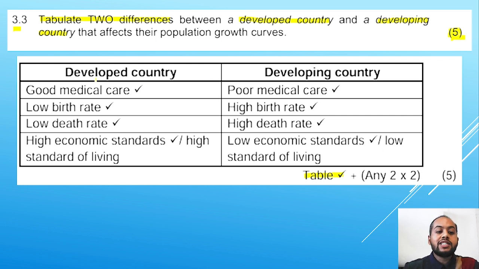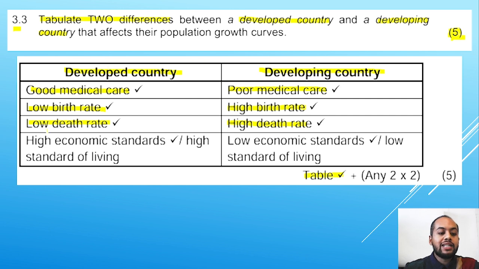Then, on the left-hand side, you're going to have your developed country. On the right-hand side, a developing country, and you state the differences. I'm going to go through a few differences that you could have stated. Any 2 of these differences would have been acceptable. In a developed country, they have good medical care. In a developing country, poor medical care. In a developed country, low birth rates. In a developing country, high birth rates. In a developed country, low death rates, but in a developing country, high death rates.